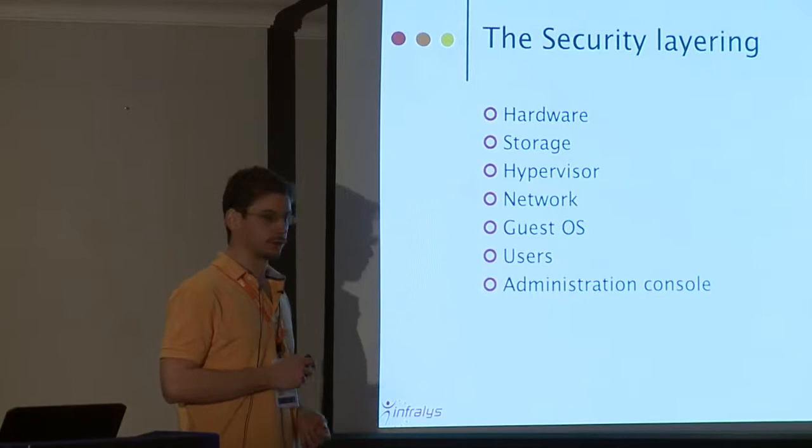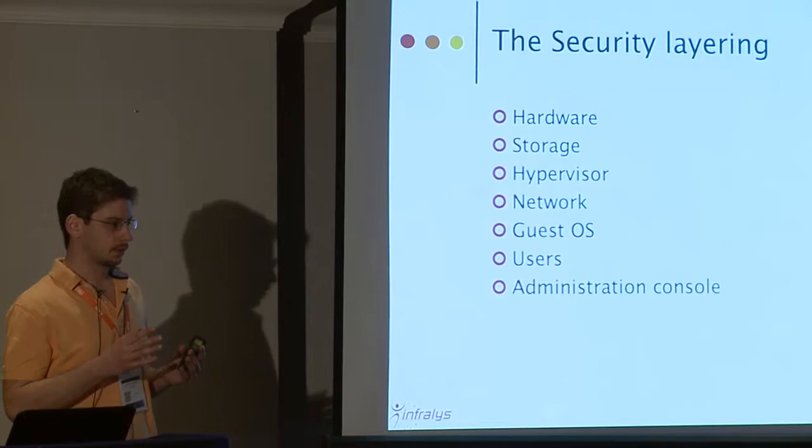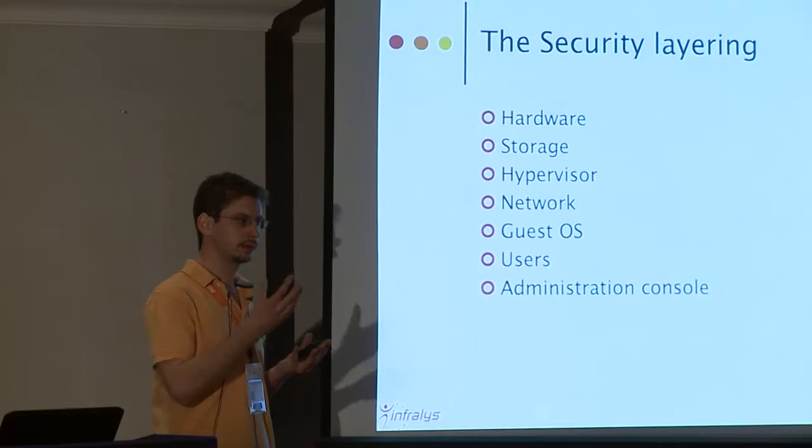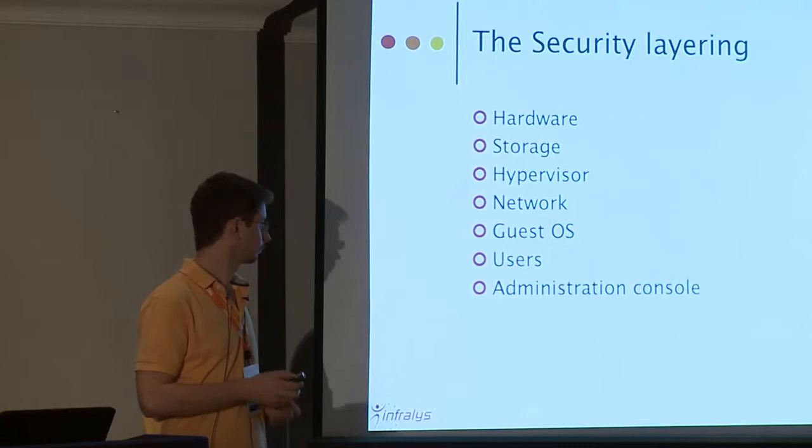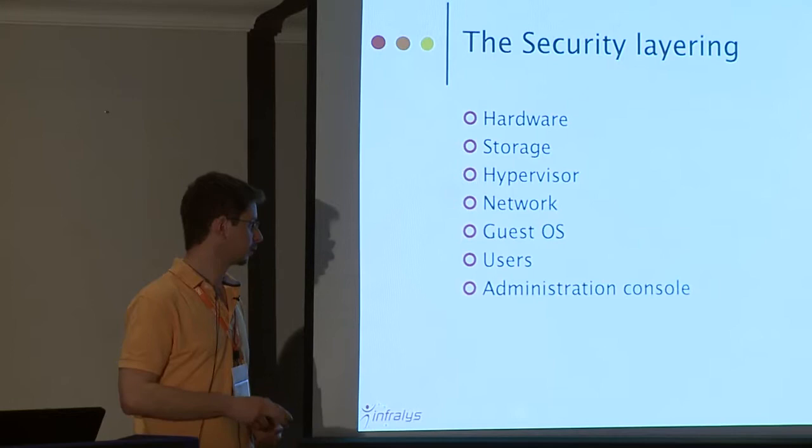You also have the network. That's pretty easy to see. Within the client hypervisor, you have several VMs and the DOM zero VM, which acts like a router. So you can see that you have several points of failure here. Of course, you have the VMs, the users, and the administration console, which is basically the manager.